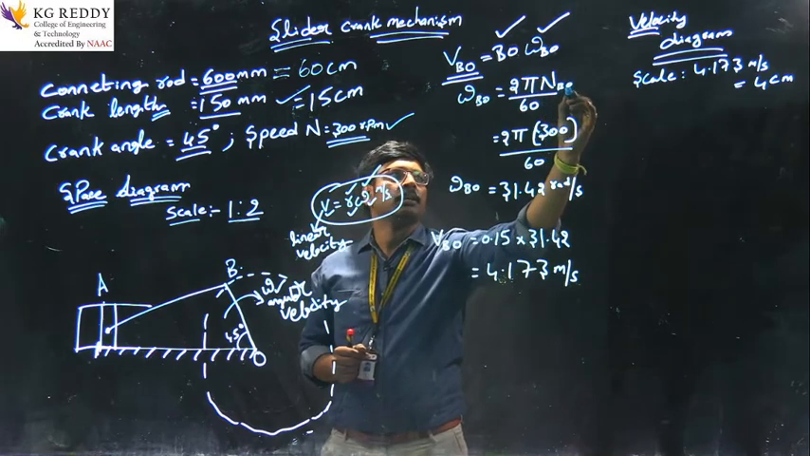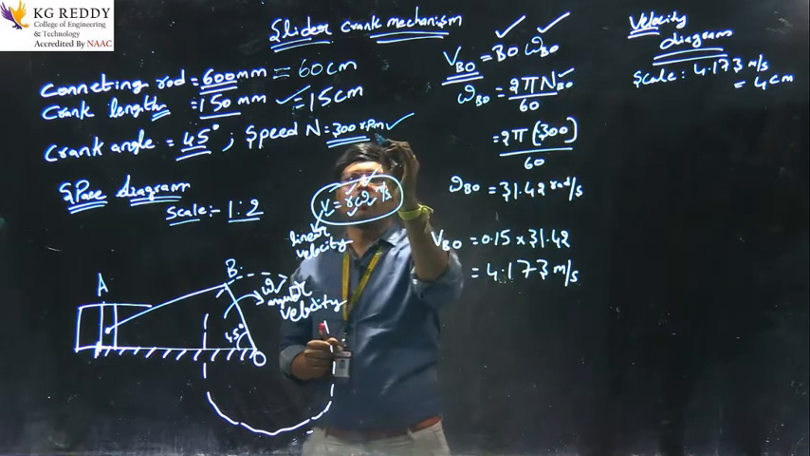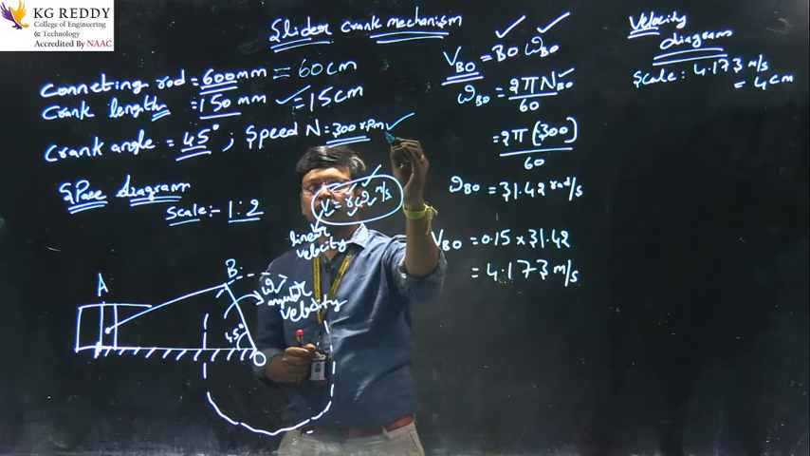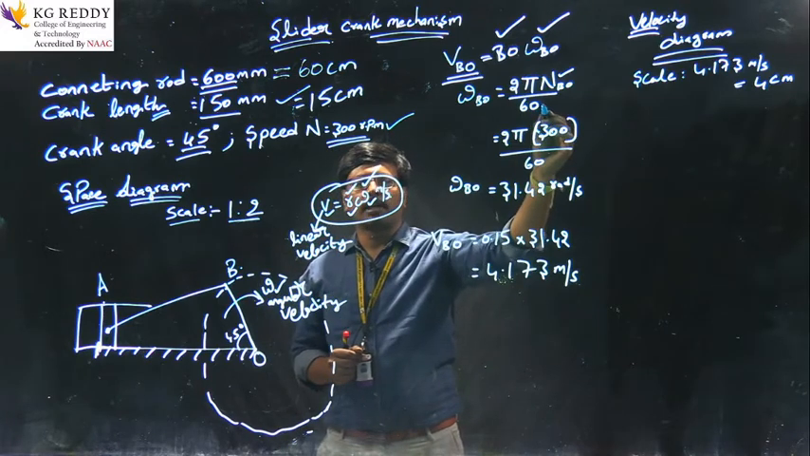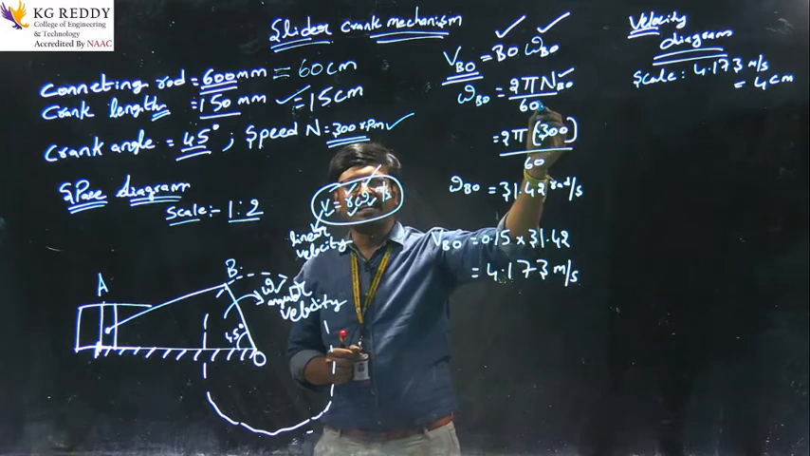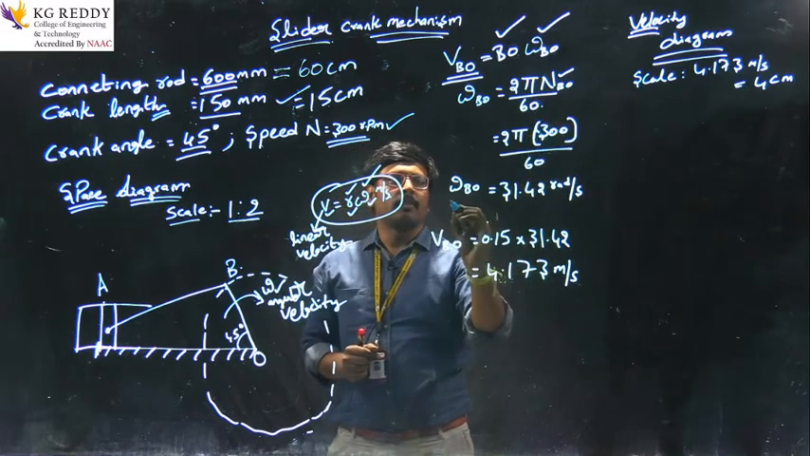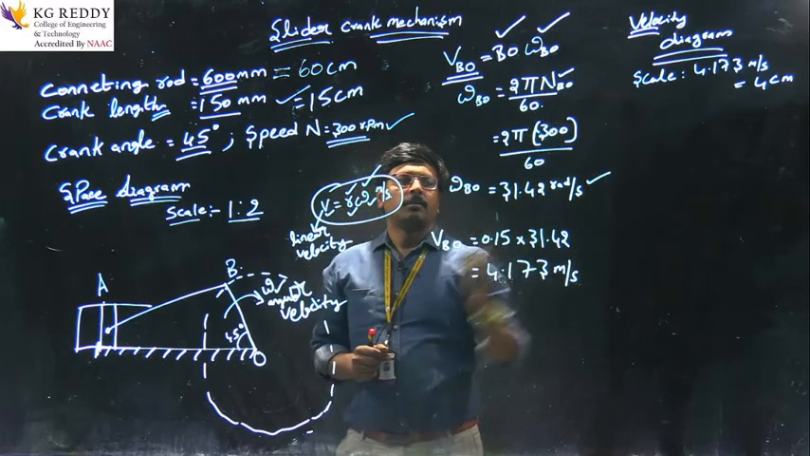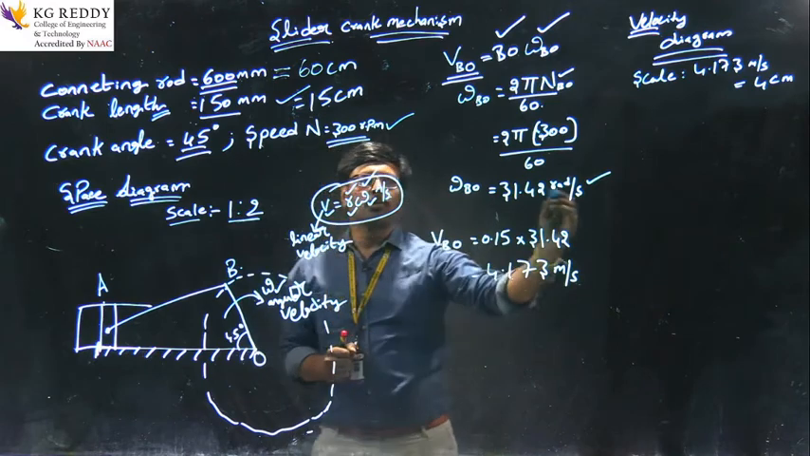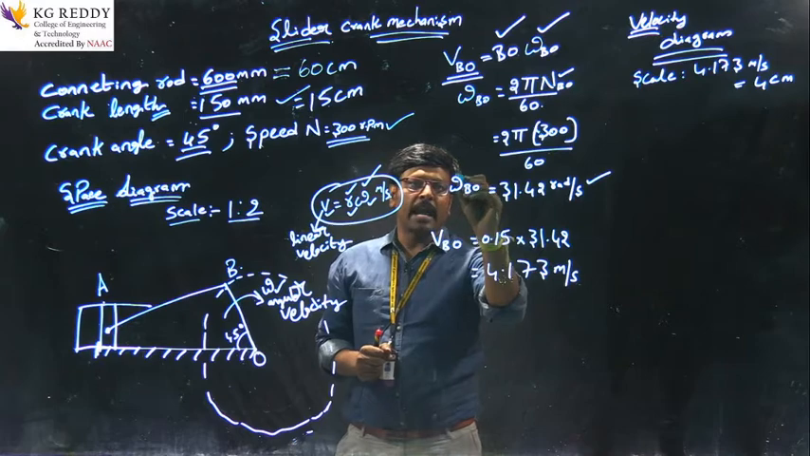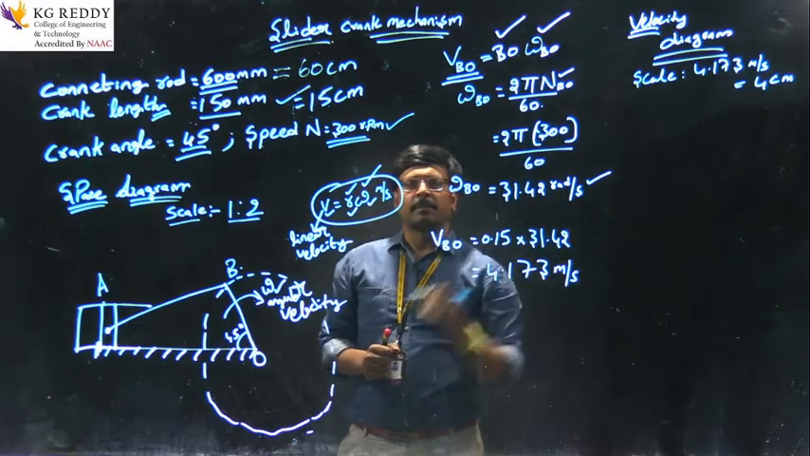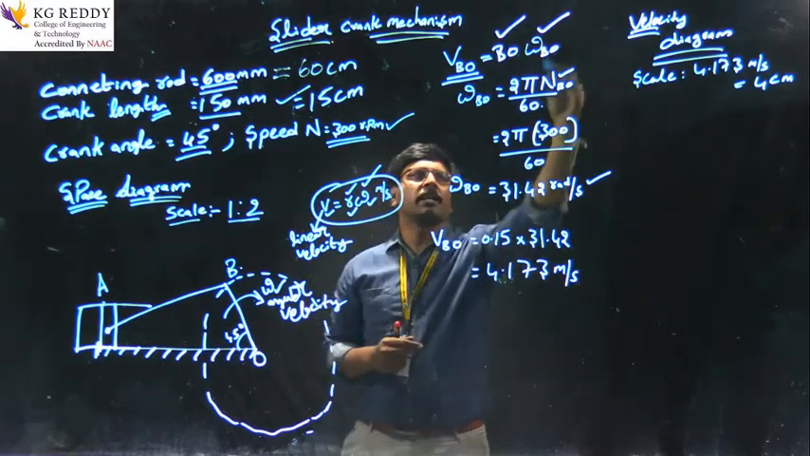See this, N is the number of revolutions per minute. We convert to seconds, which is why we have the 60 in the formula. We substitute and get a value of 31.42 radian per second. The unit for angular velocity is radian per second. So, we will substitute it here.